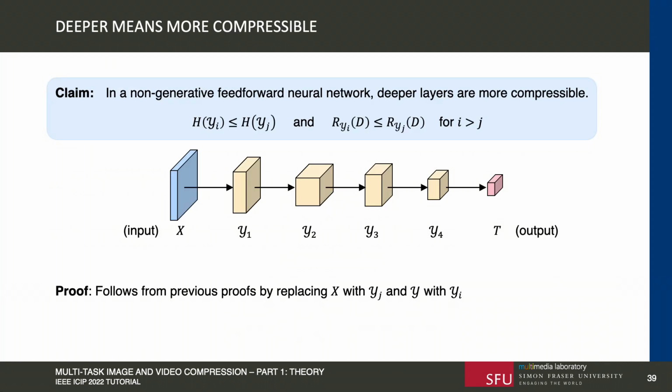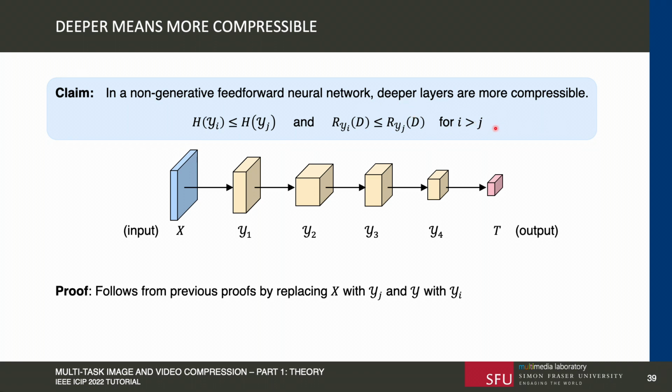So using these basic results, we can now make other claims. For example, in a non-generative feed-forward network, deeper layers are more compressible, whether in terms of lossy or lossless compression. So explicitly, we could say that the entropy of a deeper layer is no higher than the entropy of a shallower layer, and the rate distortion at a deeper layer is no worse than the rate distortion at a shallower layer, again when distortion is measured at the network's output.